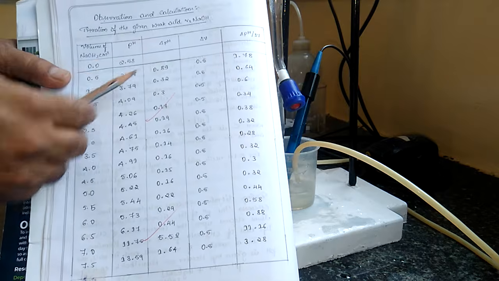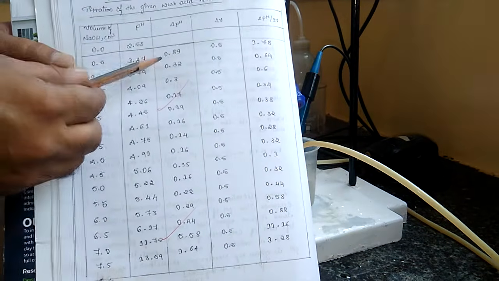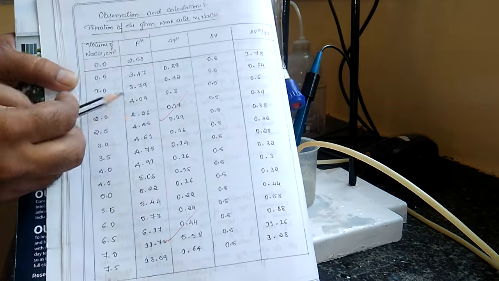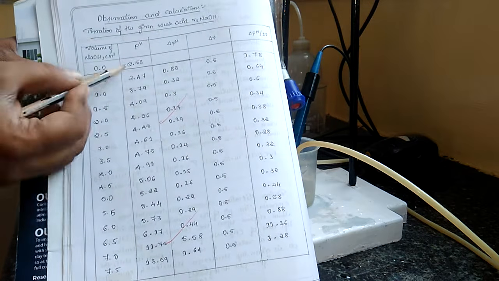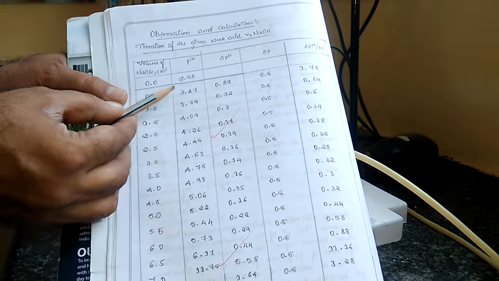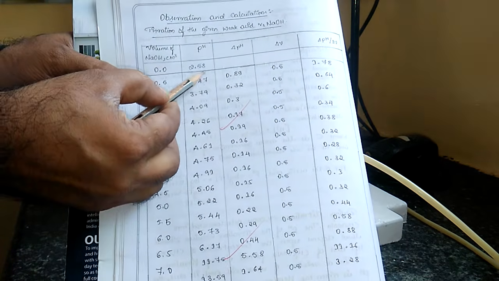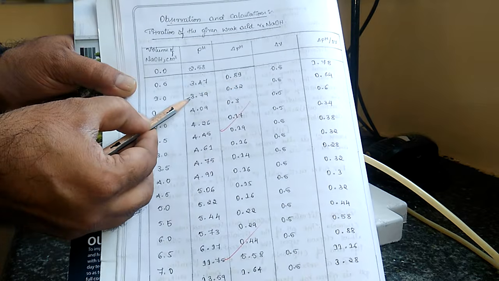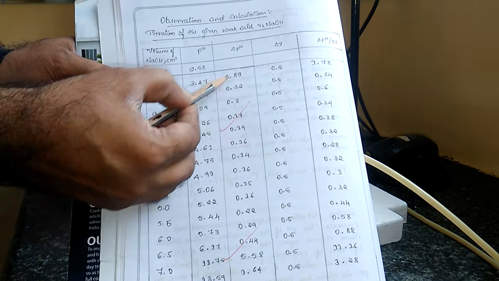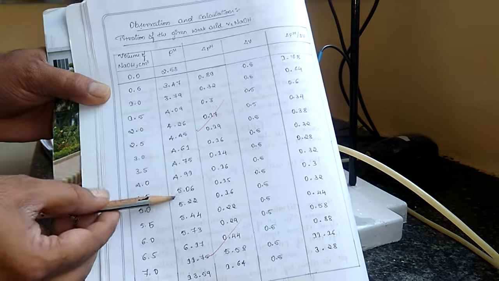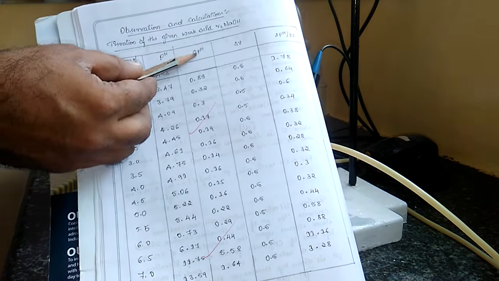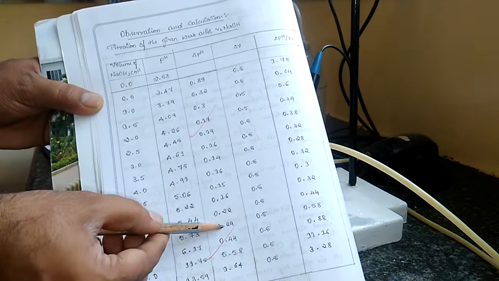So what about this delta pH? pH means the reading it gives. How to calculate this delta pH? Delta pH is the successive difference of the two pH readings. For example, here 3.47 minus 2.58 gives 0.89. Similarly, 3.79 minus 3.47 gives 0.32. Like this, the successive difference of the pH value we have to write in the third column as delta pH.